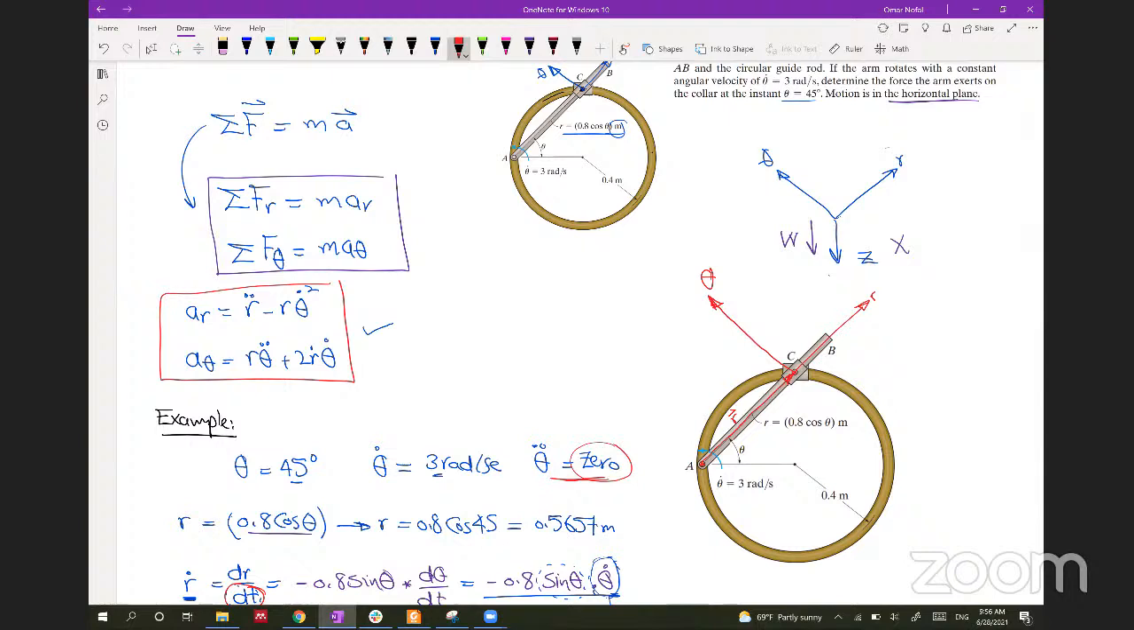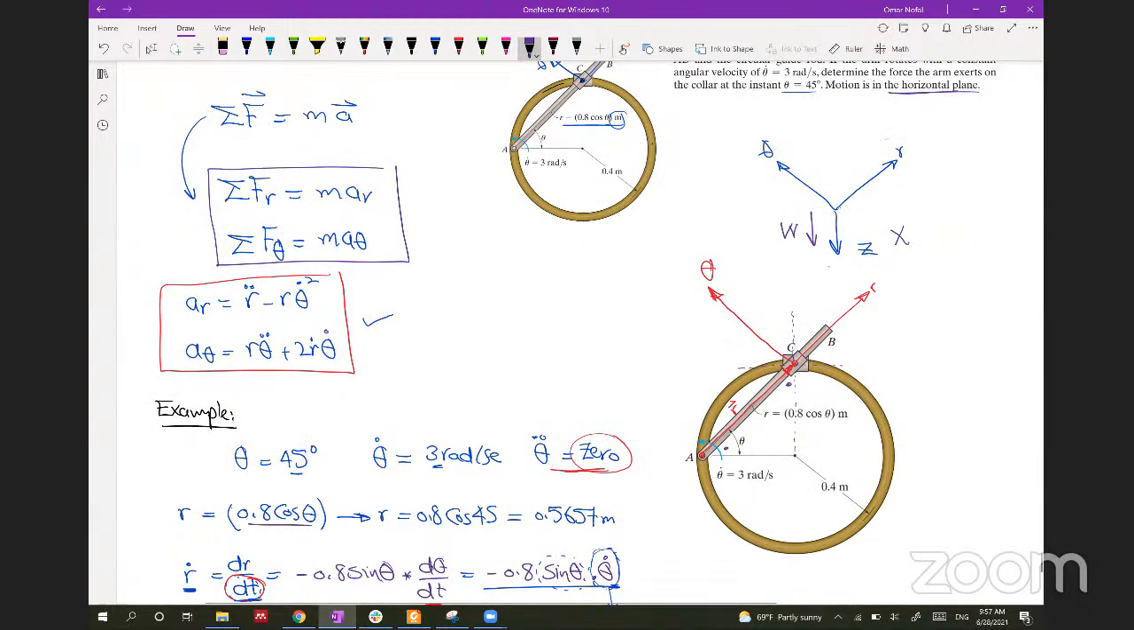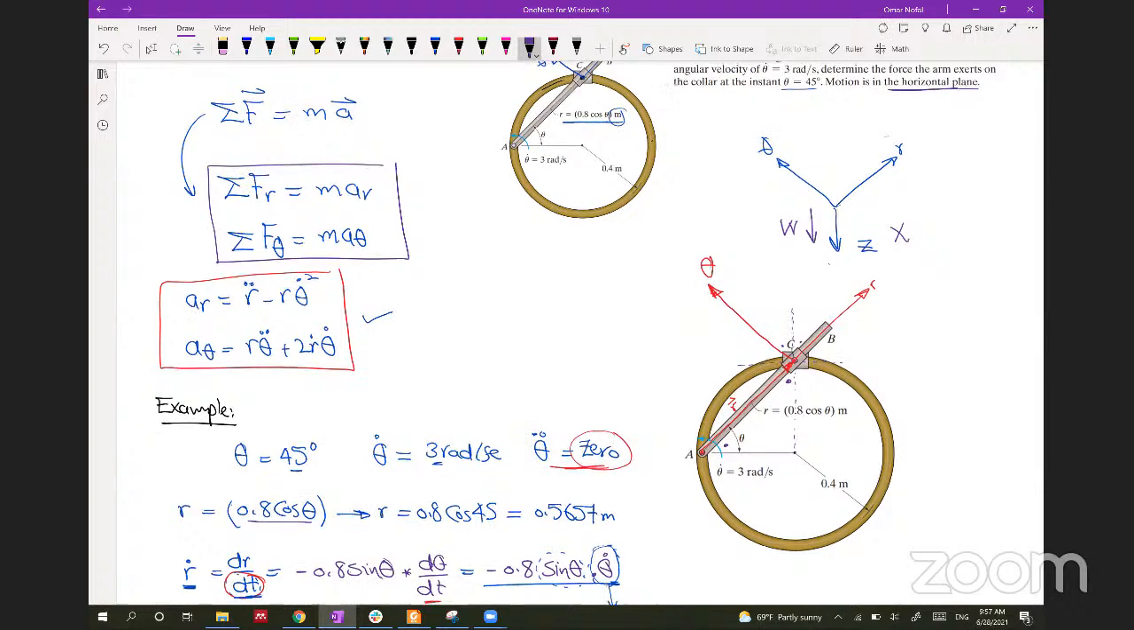And it says it needs the forces at the instance where theta equals 45 degrees. So when theta equals 45 degrees, this angle will be 45 and this angle will be 45. And if we draw a tangent to this path like this, all these angles will be 45. So it's very direct. So let's see what forces we have here.